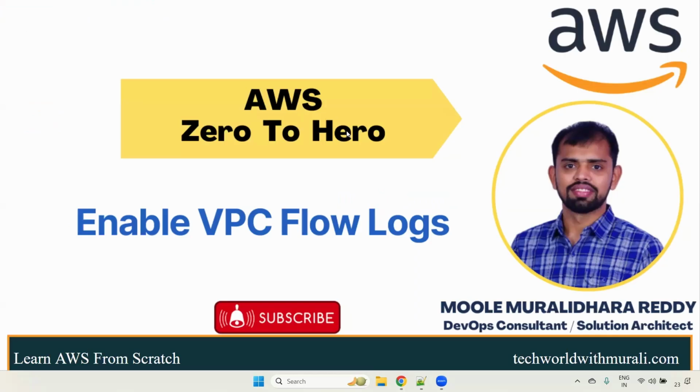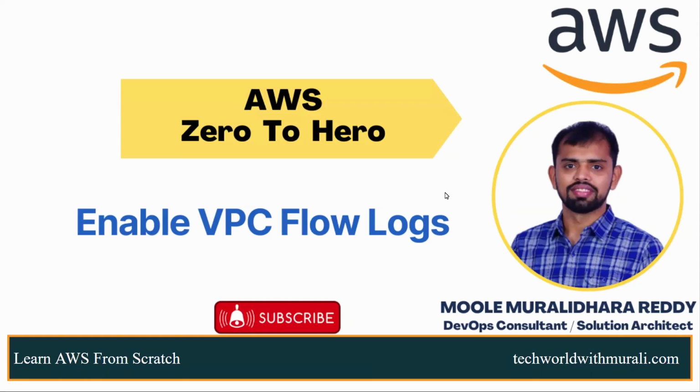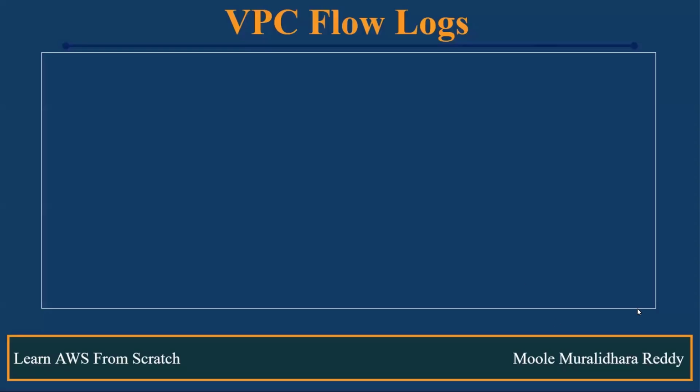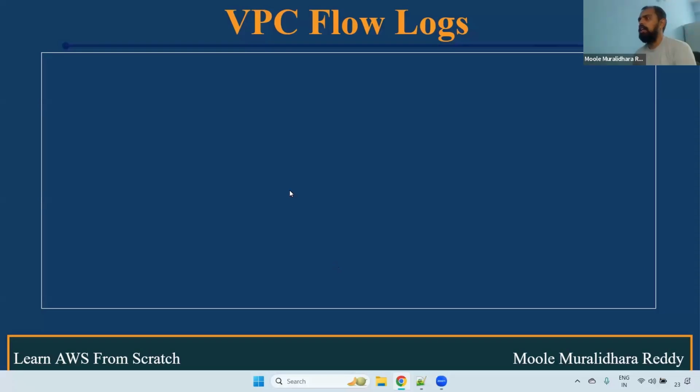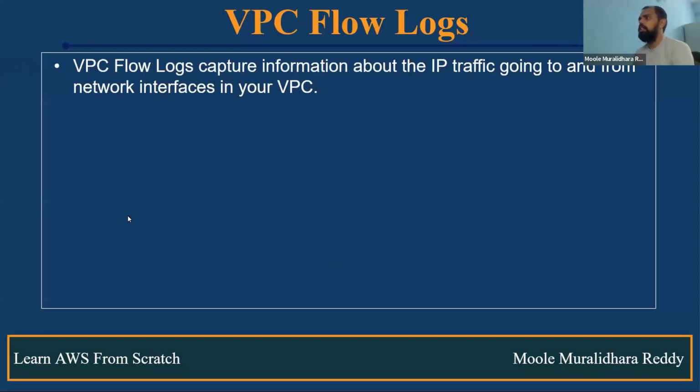Now we are going to discuss how to enable VPC flow logs at subnet level and at VPC level. Before enabling, first we will understand what a VPC flow log is, what the uses are, what features it provides, and what the advantages are. VPC flow logs capture information about the IP traffic going to and from network interfaces in your VPC.